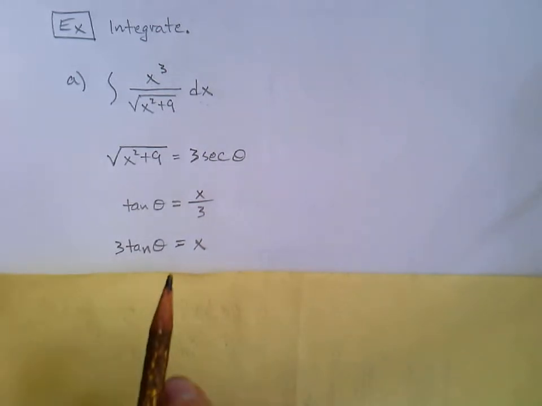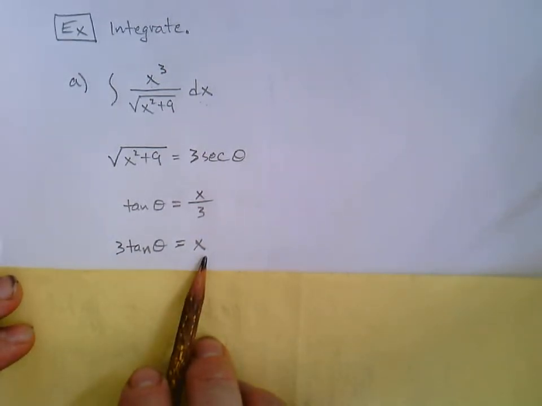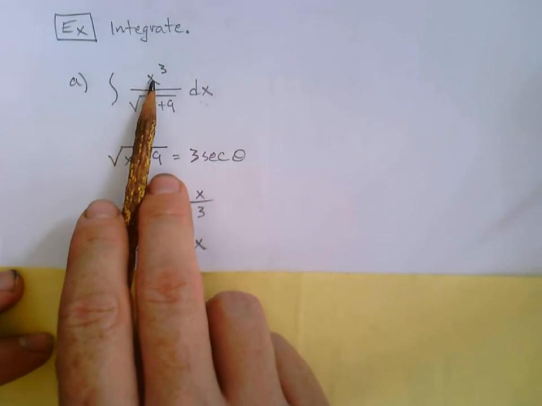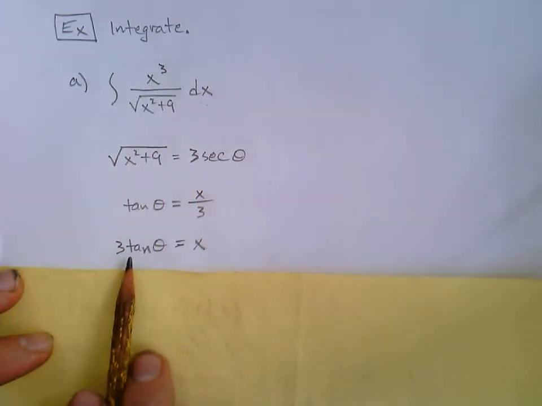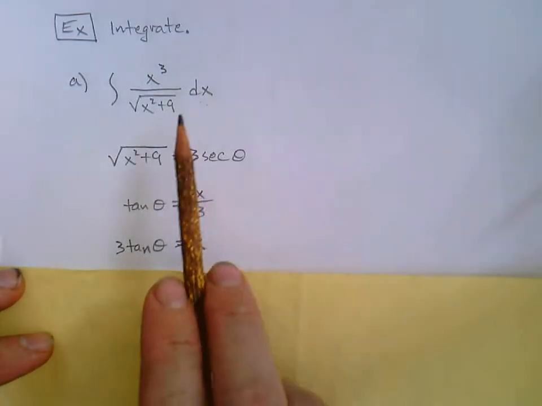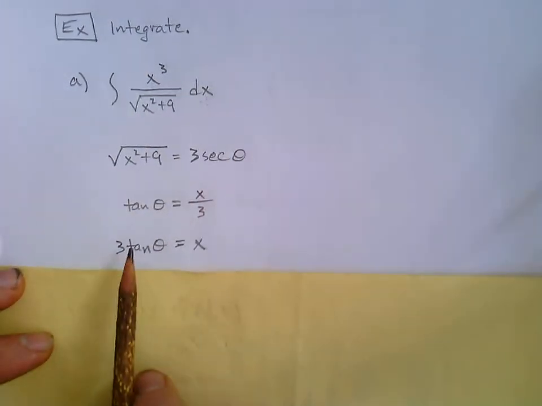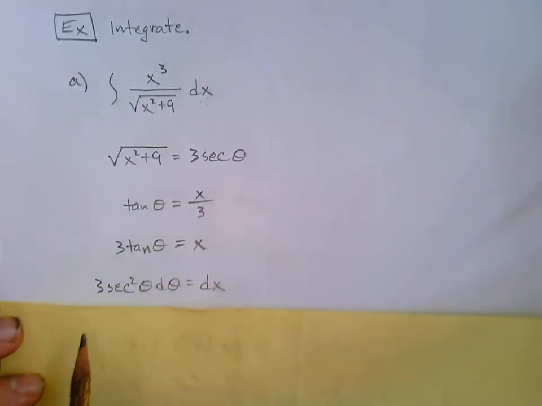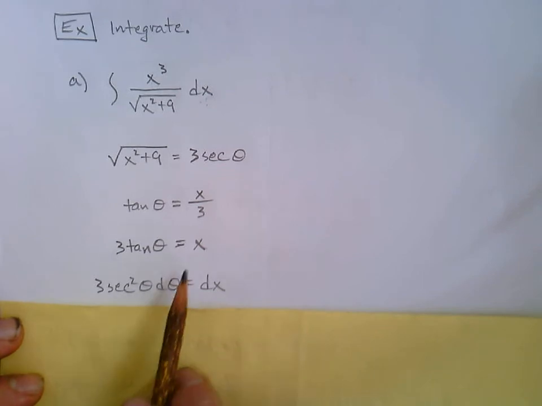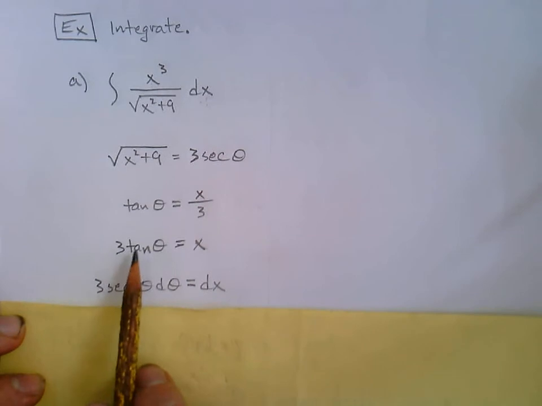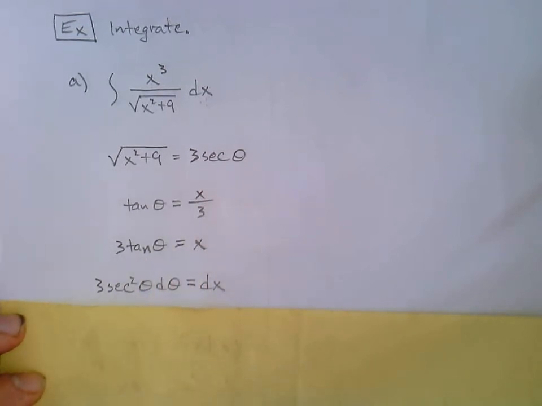So it turns out finding x here really serves two purposes. One purpose, and the way we think about it, is that I want to substitute for x cubed, so I need to know what x equals from the triangle. But at the same time, it sets us up to figure out what dx should be. Well, if 3 tangent theta equals x, take differentials of both sides. 3 secant squared theta d theta equals dx. So a dual purpose in getting the x for this problem.